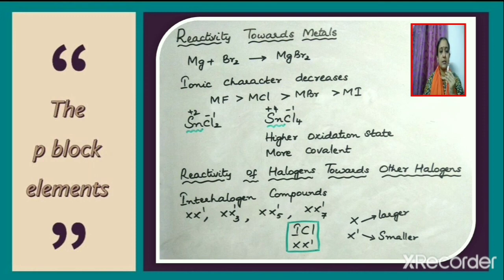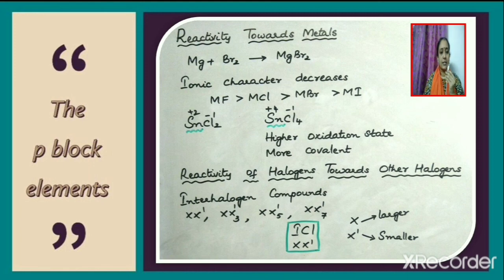Now consider chlorides of tin, SnCl2 and SnCl4. SnCl2 is stannous chloride whereas SnCl4 is stannic chloride. Out of these two compounds, which is more covalent and why? In SnCl2, the oxidation state of tin is +2, whereas in SnCl4, the oxidation state of tin is +4. So in SnCl4, tin is in a higher oxidation state. Therefore, SnCl4 will be more covalent.